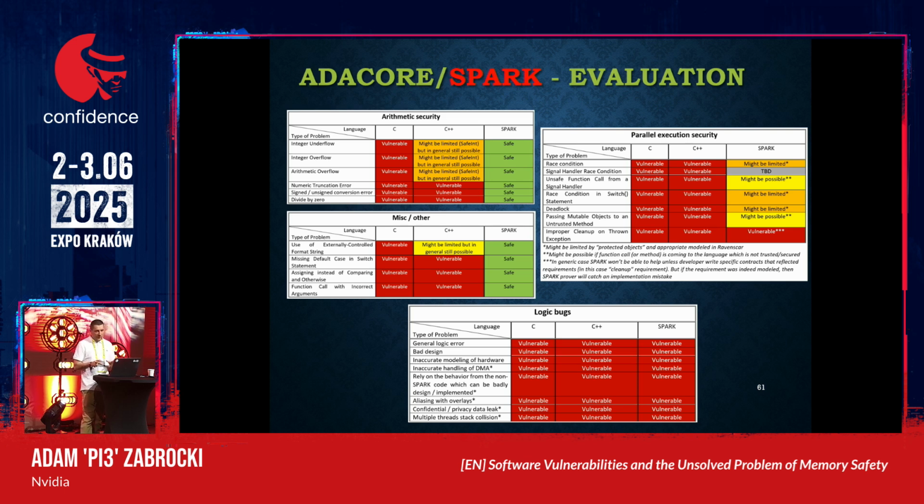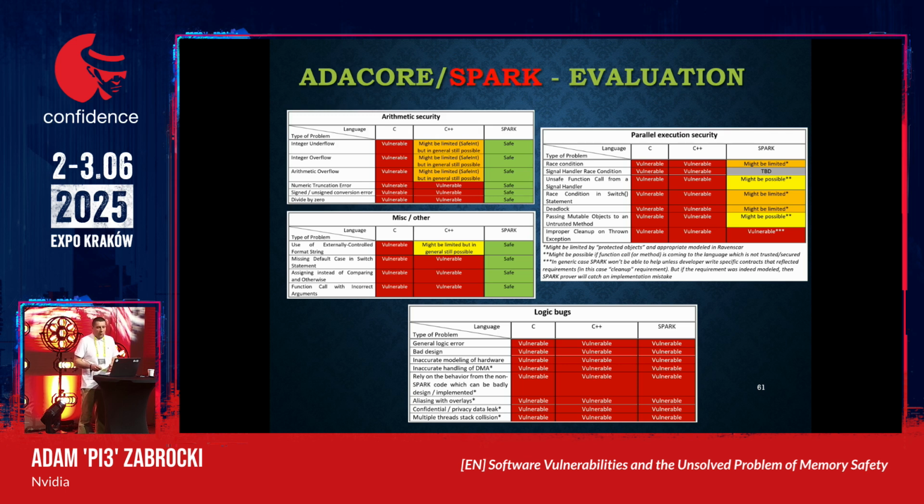There is something where we now move to a little bit more funky. What about parallel execution? You have a multi-threaded application. How can you prove that? It's very difficult, so this becomes a little bit more sketchy. However, Spark is working on the Ravenscar extension, which is supposed to address this problem.